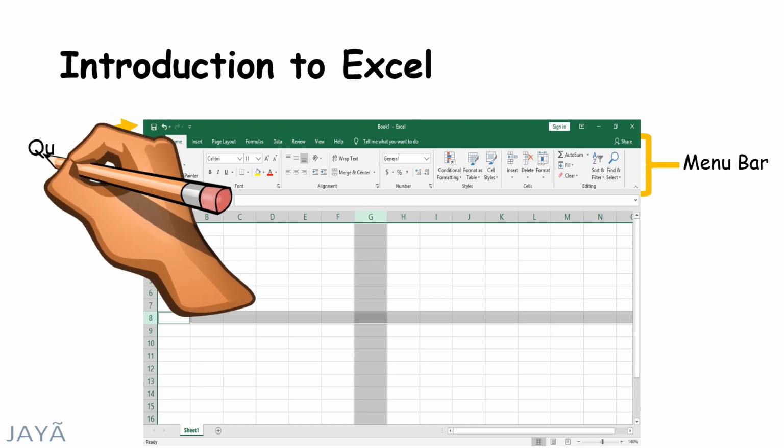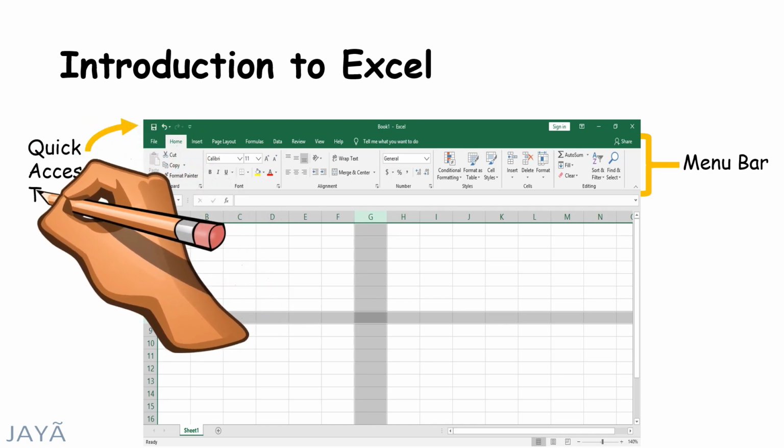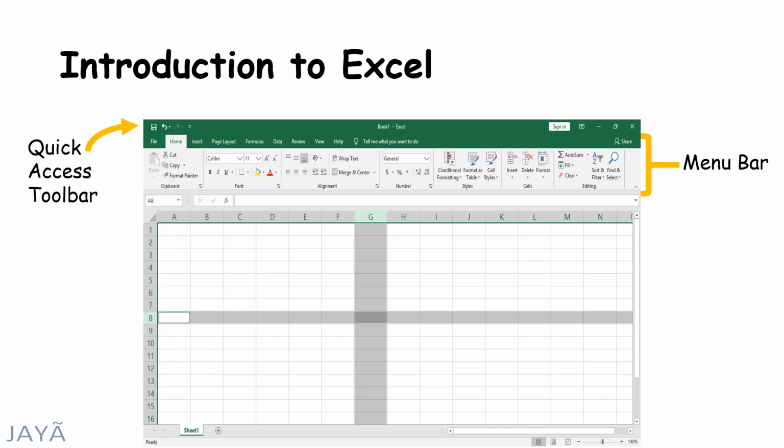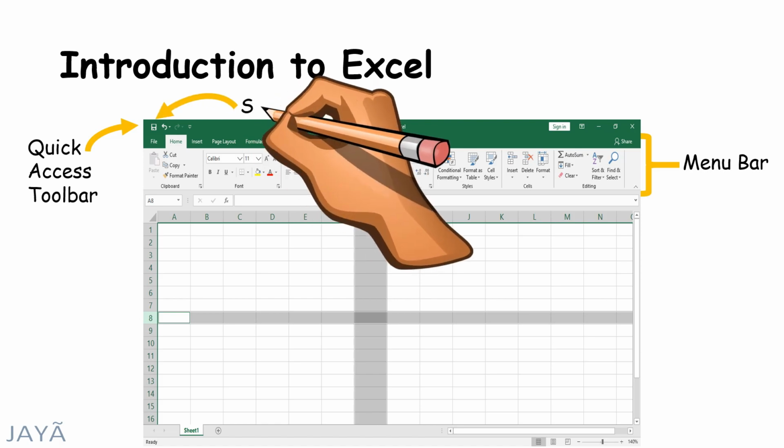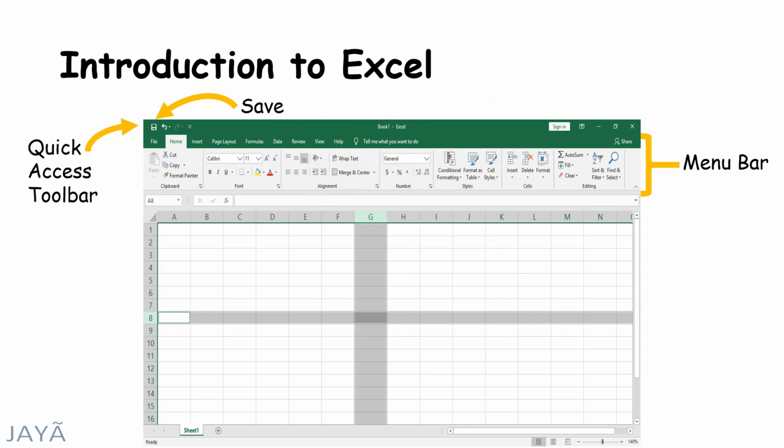Here we have something called the Quick Access Toolbar. There are a few tools here which we can quickly access without going to the menu bar. The most important icon here is the Save button. We can save our Excel workbook by just clicking this button.